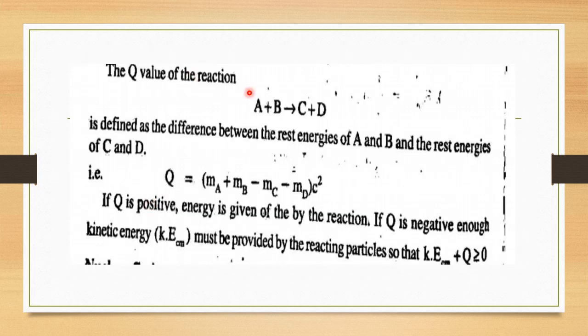The Q value of a reaction is defined as the difference between the rest energies of A and B and the rest energies of C and D. That is, Q is equal to (MA plus MB minus MC minus MD) c square. If Q is positive, energy is given off by the reaction. If Q is negative, enough kinetic energy must be provided by the reacting particle so that KE CM plus Q should be greater than or equal to 0.